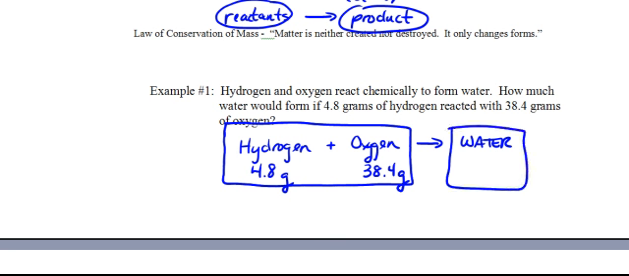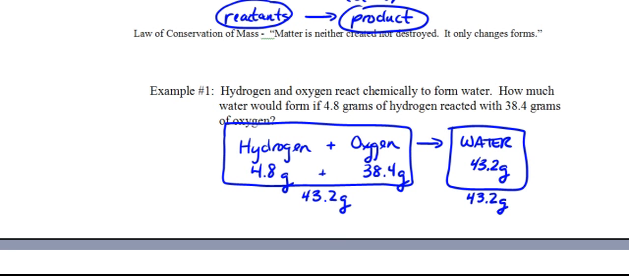In this case, if you add these two up, 38.4 and 4.8, that's going to be, what, 43.2 grams total of reactants. So that means the mass of your product must also be 43.2 grams because the mass is conserved. Now in this case there's only one product, so that means all of it has to be water. So if you start off with 43.2 grams of reactants, hydrogen and oxygen total, you're going to end with 43.2 grams of water.